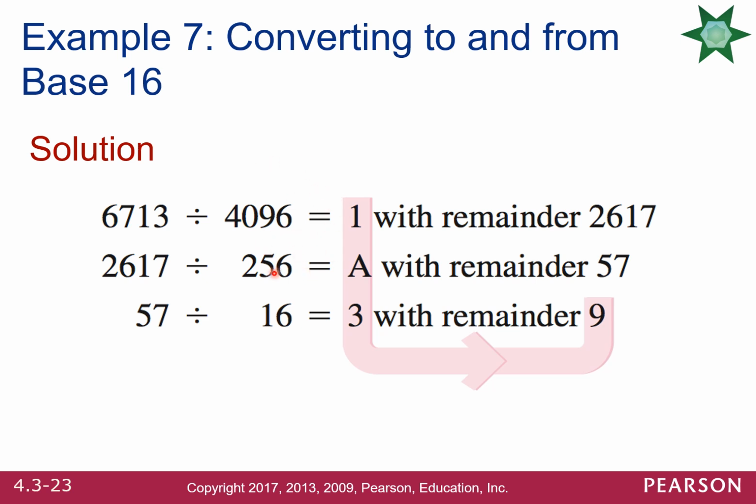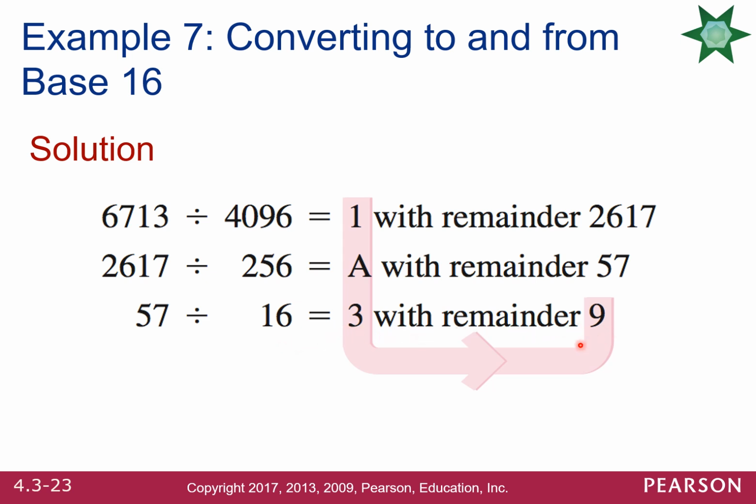16 squared is 256, so we divide 2617 by 256, and the quotient is actually 10, but 10 is symbolized by the letter A in base 16. So we write A for the quotient with remainder 57. Next step, 57 needs to be divided by the next place value to the right of 16 squared. So that's 16 to the power 1, or 16. So 57 divided by 16 is 3 with remainder 9.